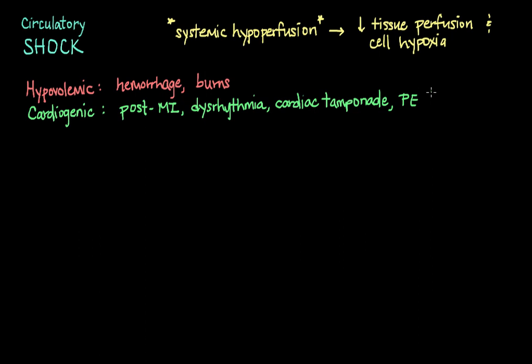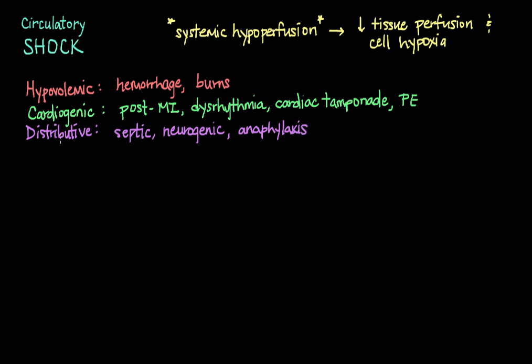And then the third type of shock is distributive shock, which is a state of systemic vasodilation and pooling of blood. An example of distributive shock would be septic shock due to some sort of bacterial or fungal infection. You can have neurogenic shock, which can happen as a side effect of anesthesia or in someone who experiences a spinal cord injury. And then you can also have distributive shock due to anaphylaxis.